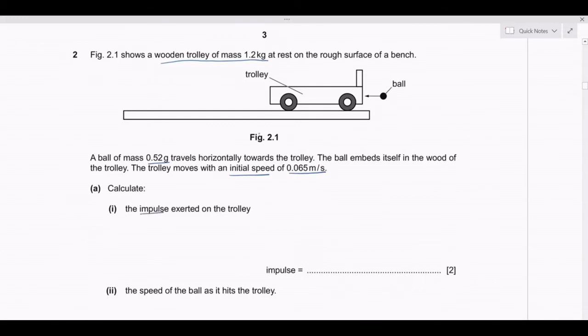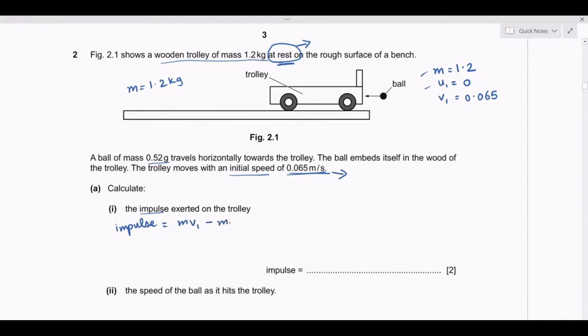First we need to write everything that we're given at the side, so it's easier for us to calculate. We know the mass is 1.2 kg, and since they said that the trolley is at rest, the initial velocity is 0. Then we have the final velocity, that is 0.065 meter per second. The formula for impulse is mass into final velocity minus mass into initial velocity. Since the mass is common for both, we're just going to take mass common and final velocity minus initial velocity.